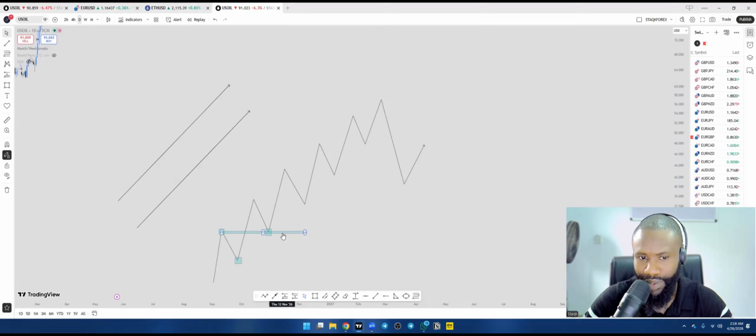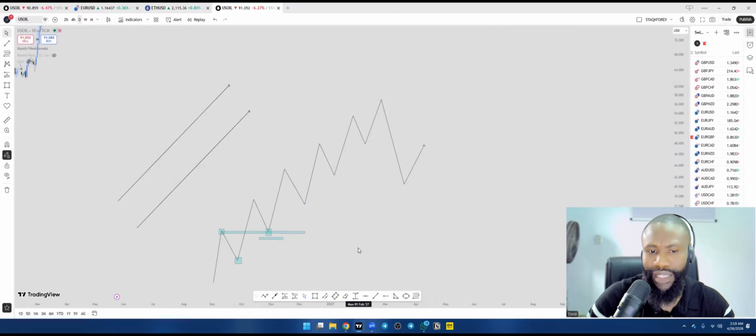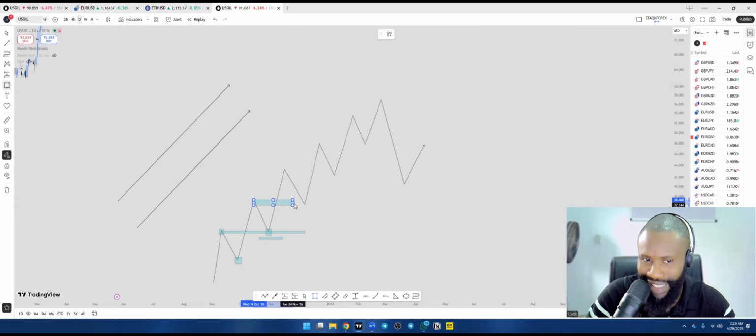Are you getting me? So when you buy from here, then your stop loss should be below the support level here. Then your take profit now should be what? The recent highs that was created before the pullback happens. This is the recent one.